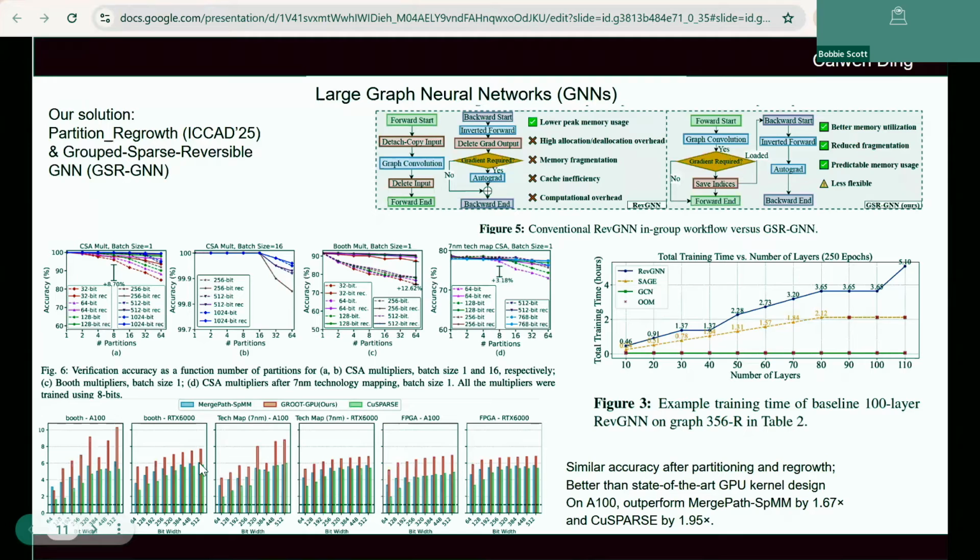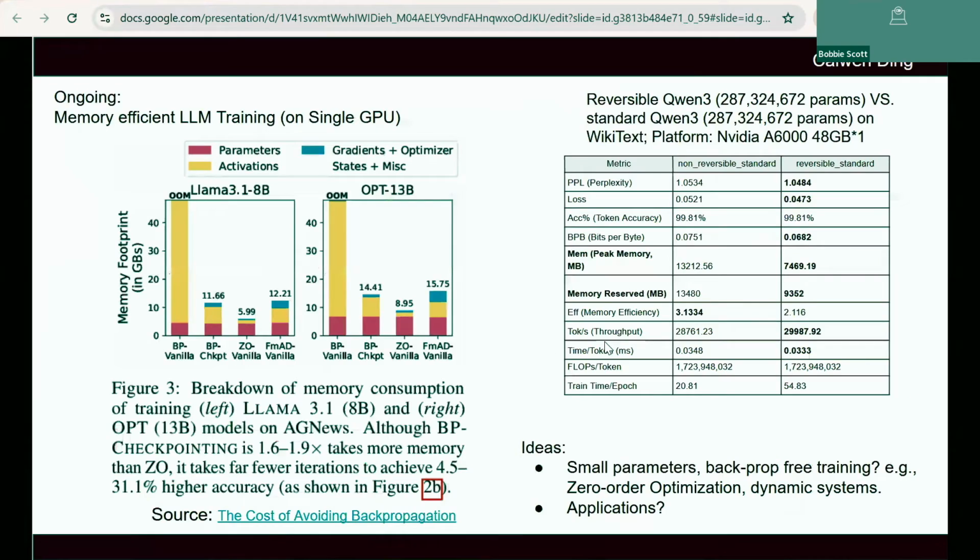We compared with cuSPARSE and some other state-of-the-art kernels, and we can show that our kernels are better than those kernels when we run the forward and backward propagation. So that's one on graph neural networks. Another is we're investigating, of course, natural language model training. This is a good motivation figure our students came up with.